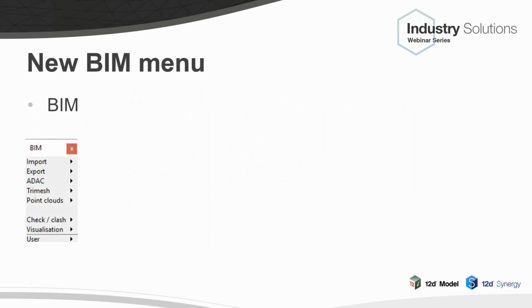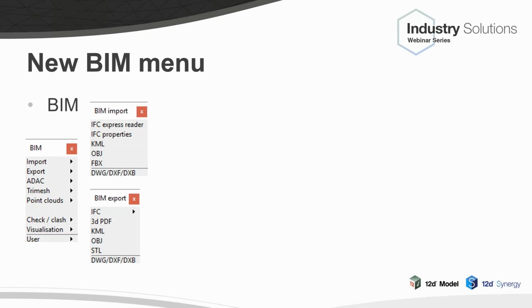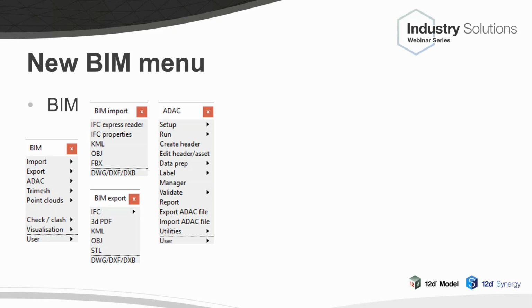When it comes to BIM, there's the menu there, because most of you will know that BIM is very, very strong in 12D model, but we've now put it there so it's up at the top level. So you've got your readers and writers for your IFC or KML, OBJ, FBX, and so on, and also being able to write out IFCs or PDFs, KML, and so on.